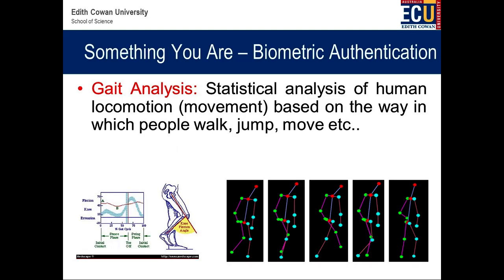This is something very interesting, gait analysis. We perform a statistical analysis of human locomotion, the way a human moves, based on the way in which people walk, jump, move, etc. So we observe an entity, we observe its different movement styles, and then we perform some statistical analysis, and then we further use those analyses as a means of authentication.